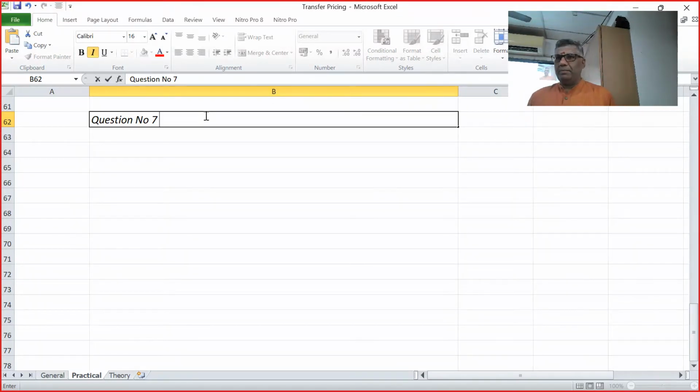All have comparables. Resale price method. Okay. CUP also can be used.